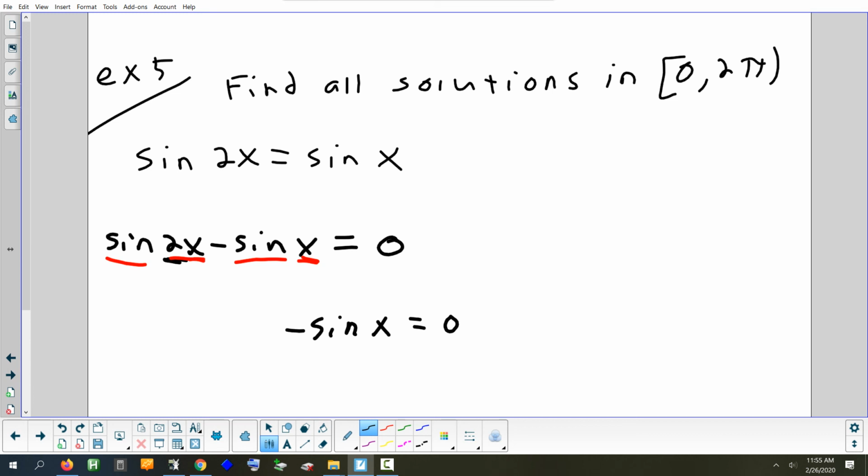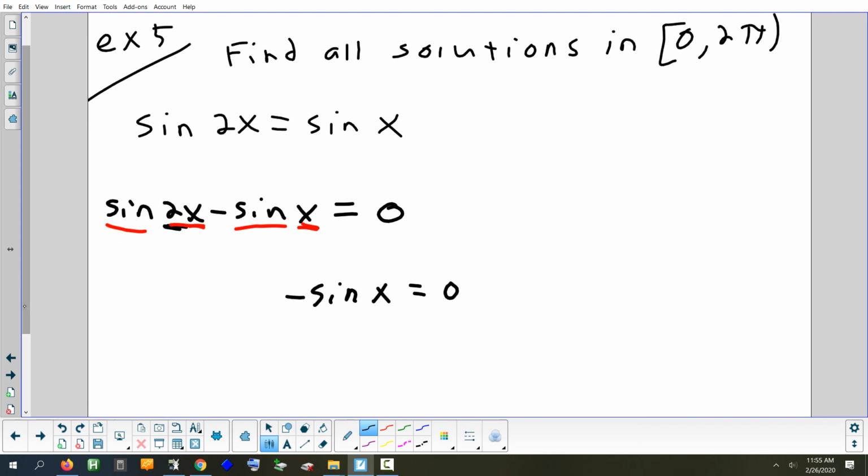We need to fix sine 2x. So on Monday, we learned something you can plug in for that. What can you change sine 2x into? Yep. 1 plus cosine 2x. No. Close. Not quite.